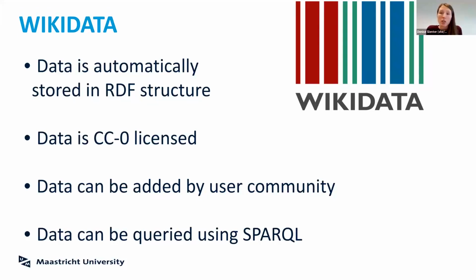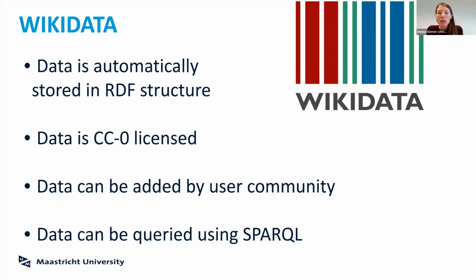The data is CC0 licensed, so anyone can modify it, reuse it in their own tools or their own software, and you do not even have to acknowledge Wikidata for that. Of course, it's better if you do, because then Wikidata also gets some credit, and the people behind it for the work that's done there. But officially with this license, this is not needed, and you can just do anything with the data that you want to. And the data can also be added by the user community.